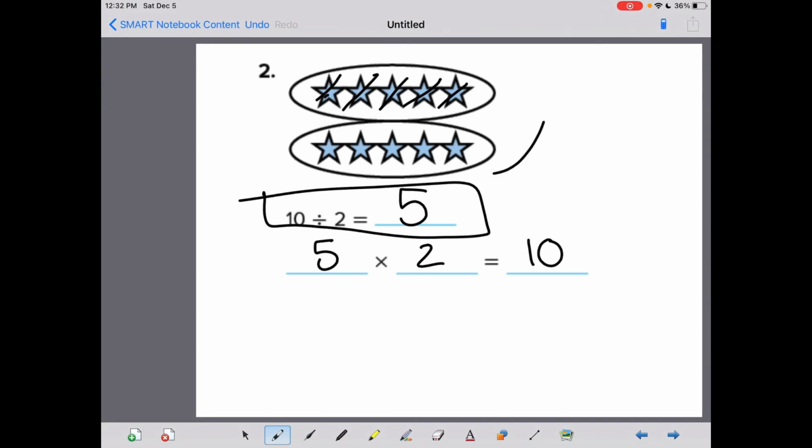Instead of taking our whole and breaking it apart and figuring out how many stars are in each group, I'm doing the opposite, and I am putting things together. I'm putting 5 stars into 2 different groups, and I'm figuring out how many stars I have altogether.